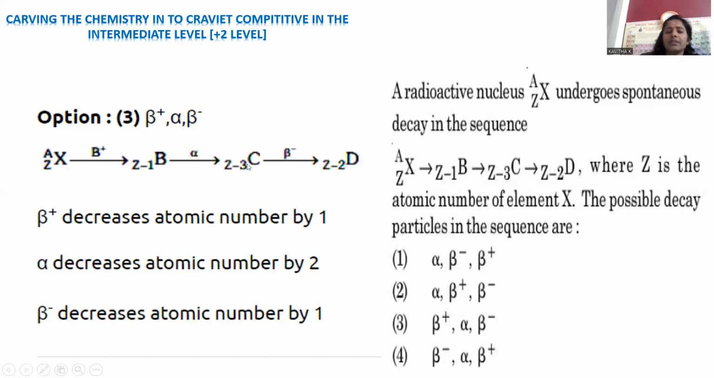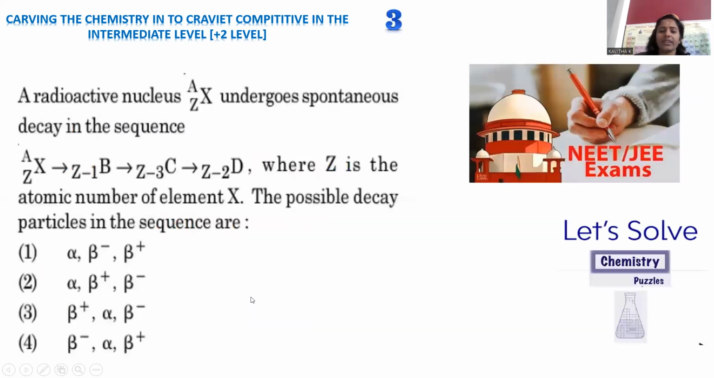Then from Z minus 3, if beta minus is removed, a beta particle, an electron, is removed. By the loss of an electron, what happens? The atomic number gets increased by 1 unit, so Z minus 2 it will be. So the correct series of decay particles is beta plus first decreasing by 1, alpha decreasing by 2, beta minus increasing by 1 unit. This is the way we can answer. The correct option will be 3 for question number 3. Beta plus, alpha, beta minus is the correct answer.